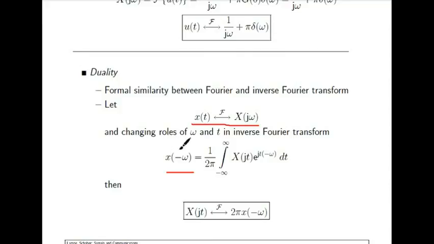If I replace the roles of ω and t, then x(−ω) will be 1/2π ∫ X(jt) e^(−jωt) dt. Then X(jt) will have Fourier transform 2π x(−ω). Here you can see that it is the Fourier transform formula, and if I take 2π here, then the Fourier transform of X(jt) will be 2π x(−ω).